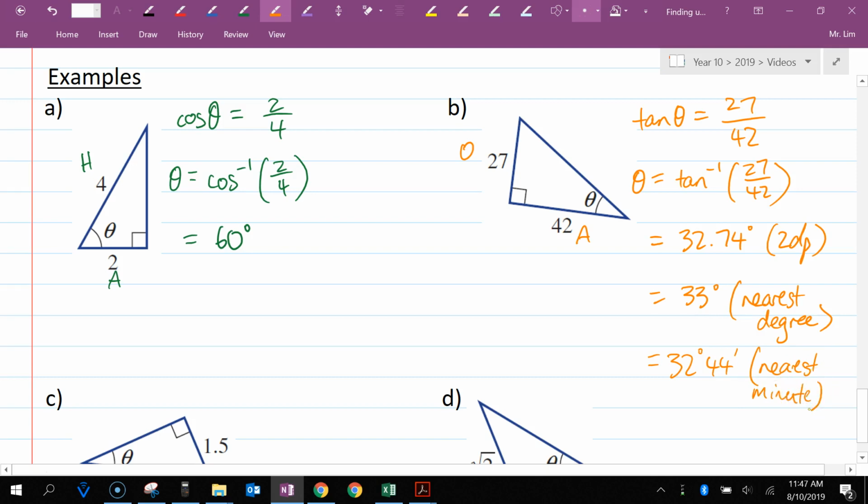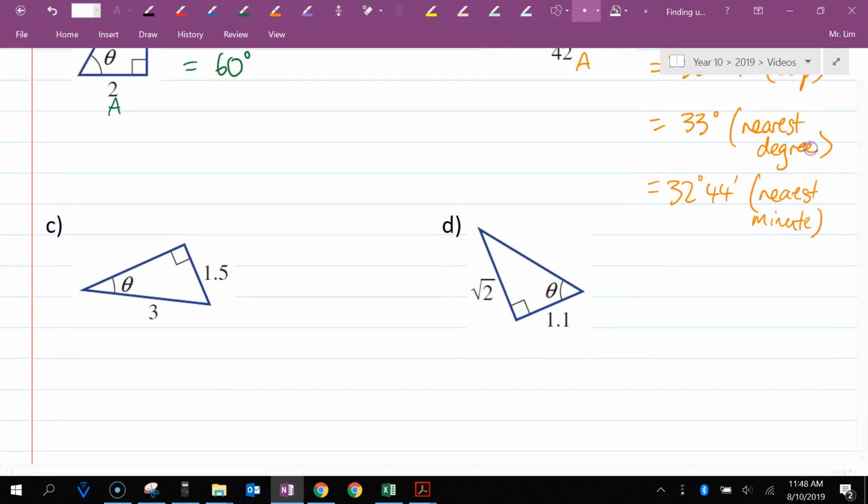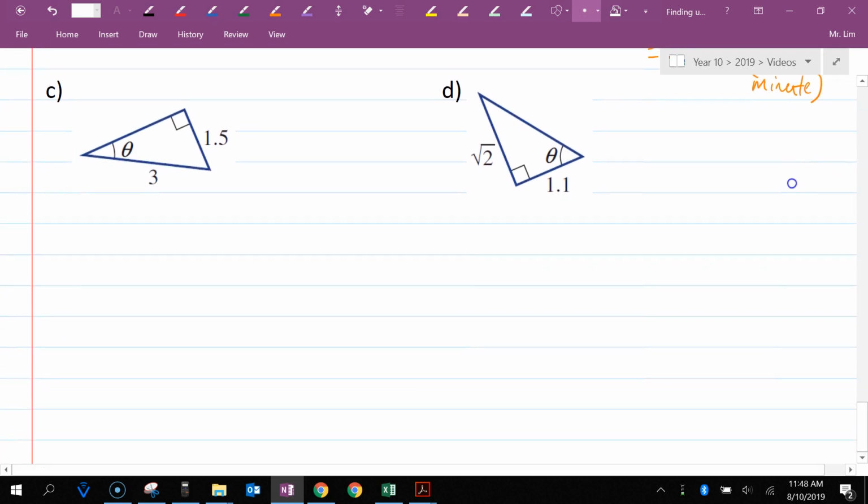If I'm getting a decimal answer, I'm just going to keep giving these 3 answers for you so that you can get practice or familiar with how to round your answers, depending on the question. So you don't have to give all 3 answers in every single question, but I'm just writing them here so that you're familiar with what to write. Alright, I'll get you to pause the video. Have a go with these yourselves, and when you're ready, I'll get you to continue playing this video.